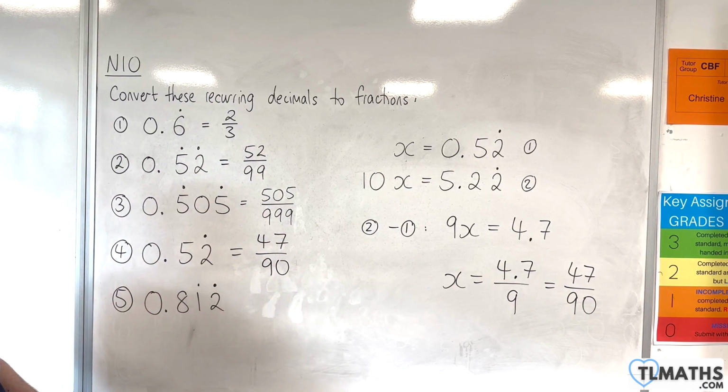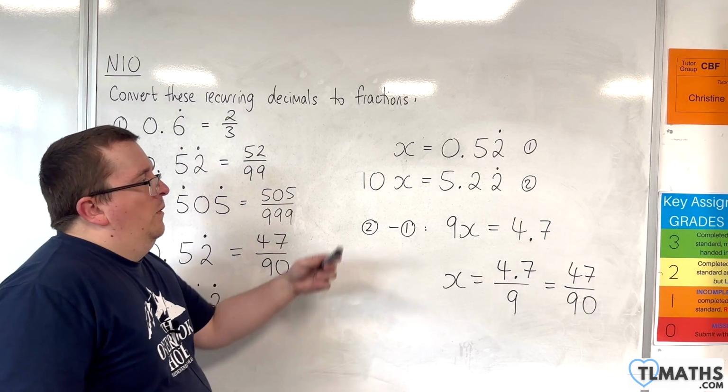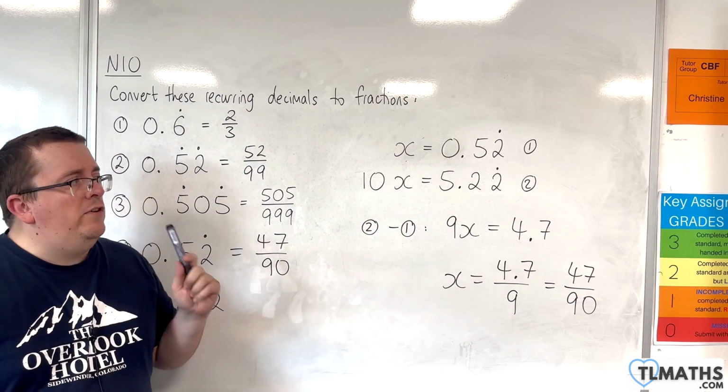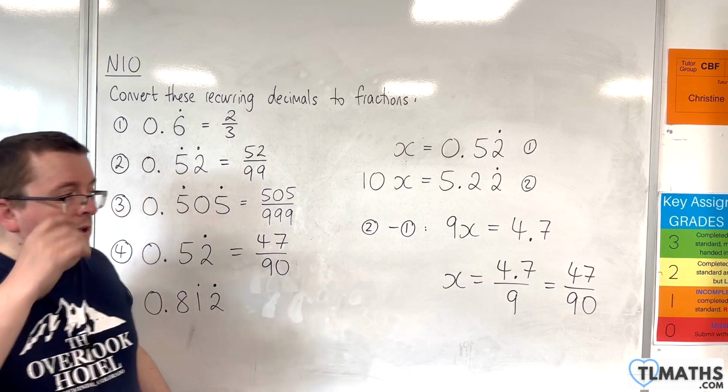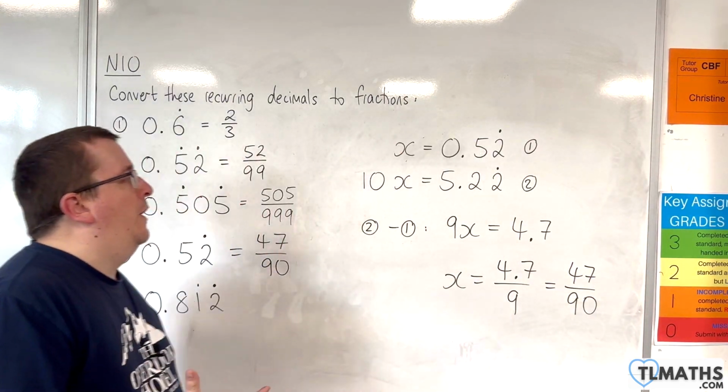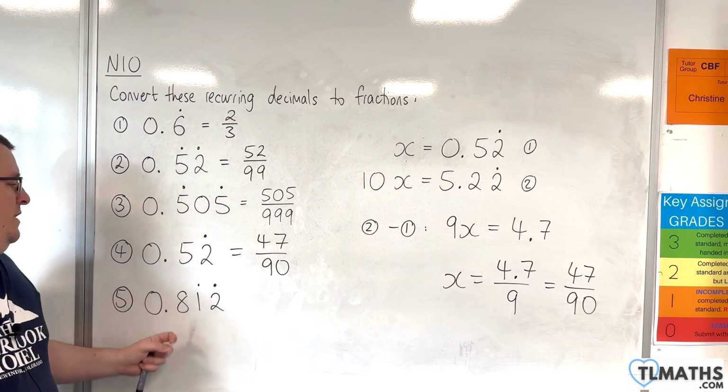Okay, so the multiplying through by 10, multiplying through by 100, in some cases there are multiple avenues you could go down. In this scenario, multiplying through by 10 was fine. Let's try number 5.